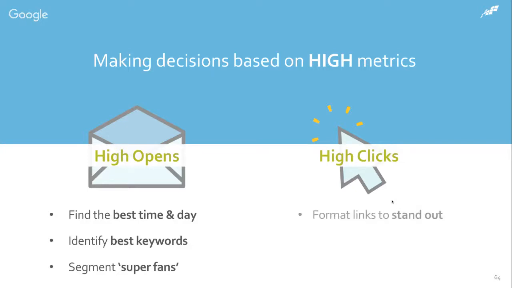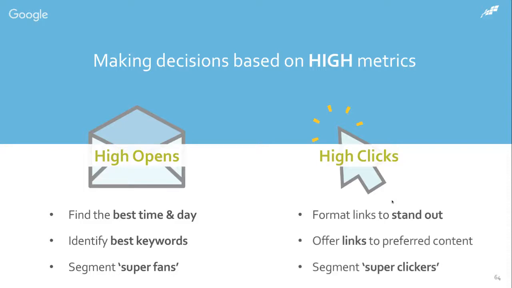If you have high clicks in a message, format your links to stand out, offer those links preferred content, and segment super clickers. Again, the people that are likely to click on everything that you do, give them a reason and say thanks by giving them something special.